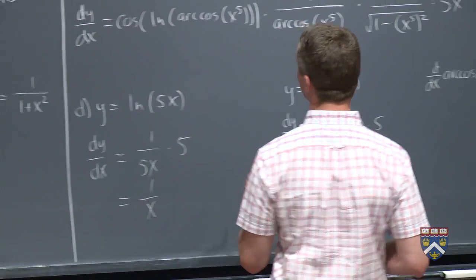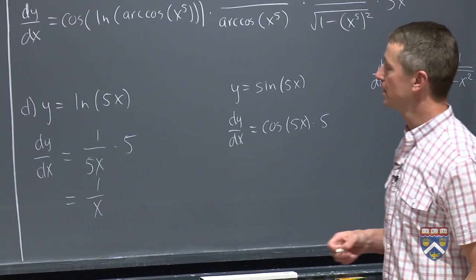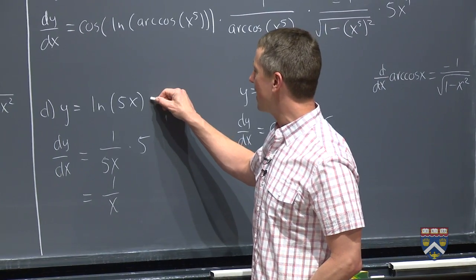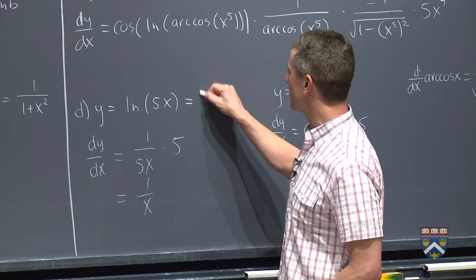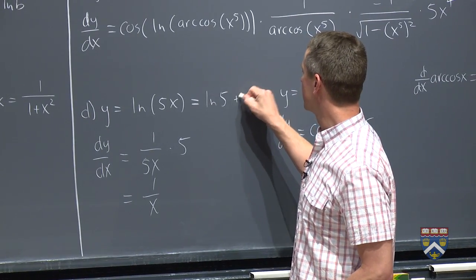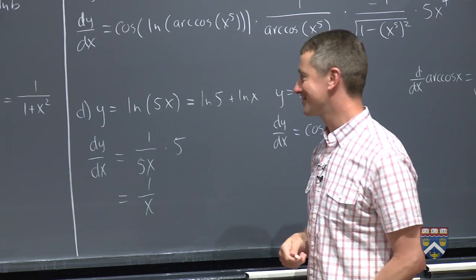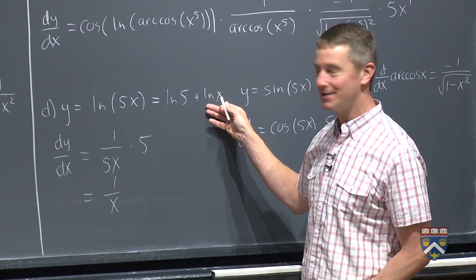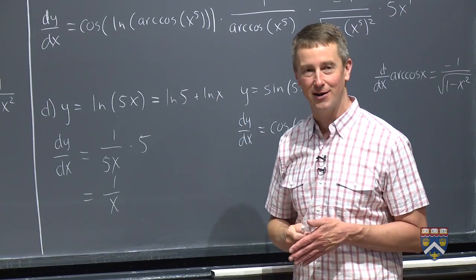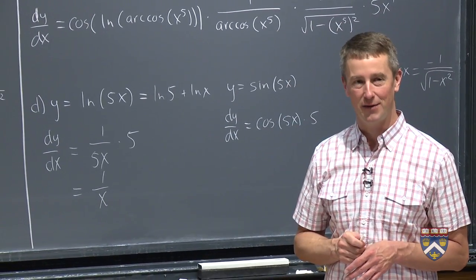So can you use a log rule to see why that is true? How could we have written ln of 5x, rewritten that, using a log rule? We could have rewritten that as what? Ln of 5 plus ln of x. So in fact, ln of 5x is the graph of ln of x, shifted vertically by a distance of ln of 5.